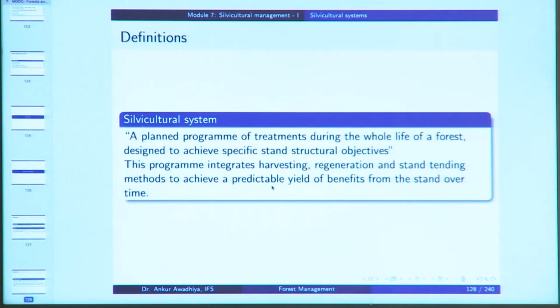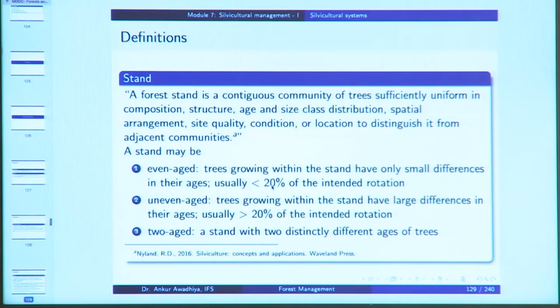So, you are integrating harvesting, regeneration, and tending methods. So, what is a stand? A forest stand is a contiguous community of trees that is sufficiently uniform in composition, structure, age, size class distribution, spatial arrangement, site quality, condition, or location to distinguish it from adjacent communities.